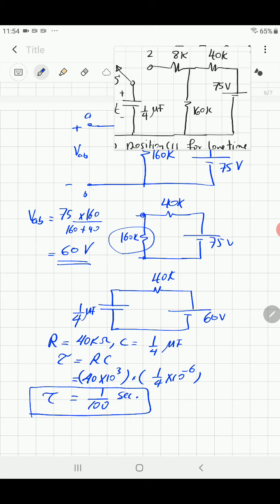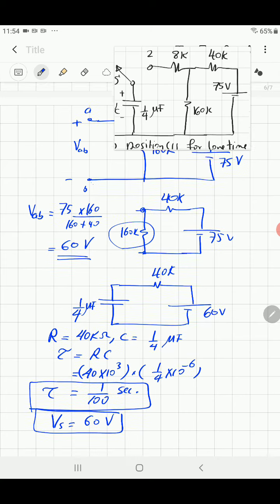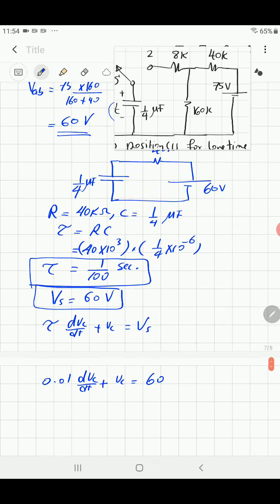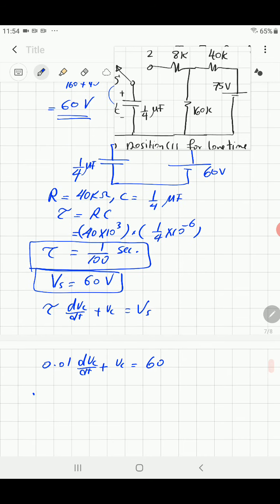The voltage is equal 60. So write Vs is equal 60. So if you'd like to write the differential equation, tau dVc/dt plus Vc is equal Vs. Everything is given now. Tau is equal 1/100, 0.01, and dVc/dt plus Vc is equal Vs, which is equal 60. The solution is equal to Vc is equal V naught e^(-t/tau) plus Vs (1 - e^(-t/tau)).